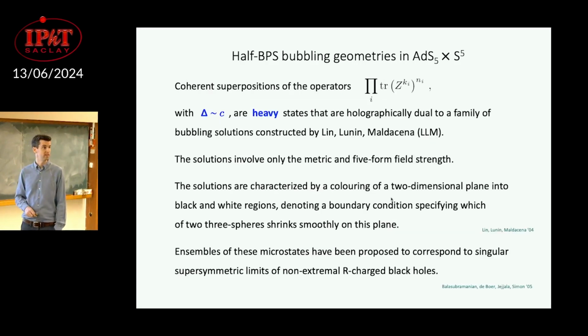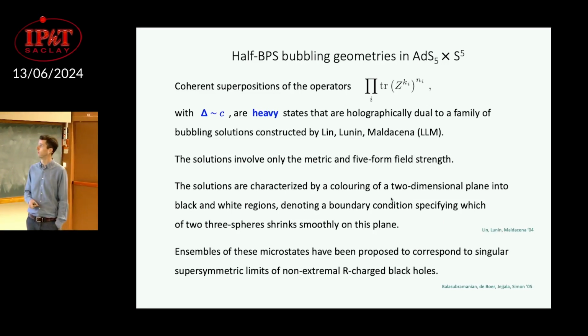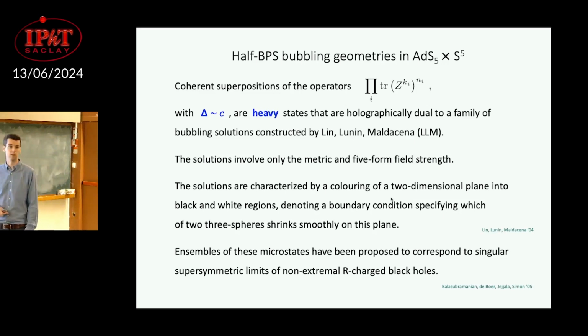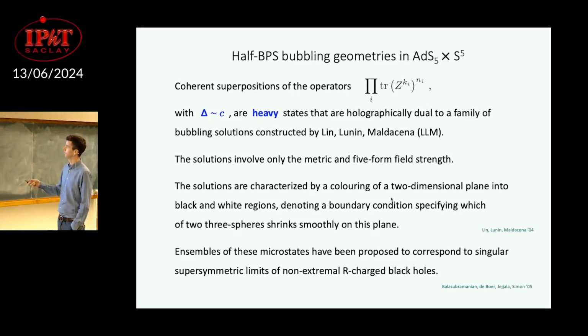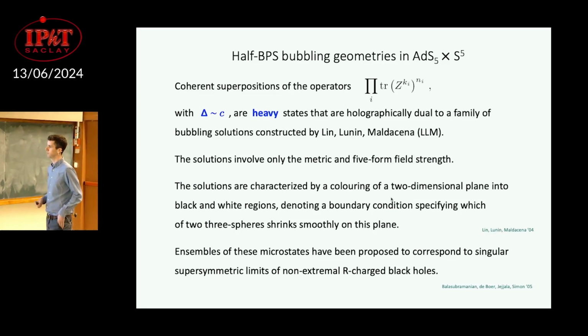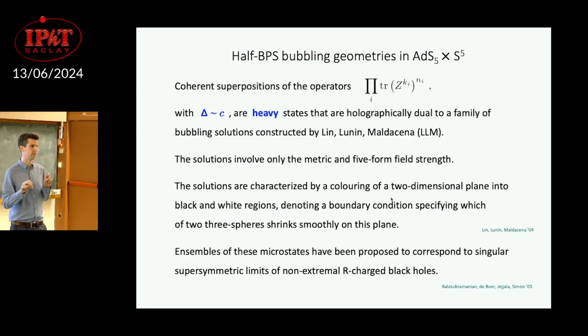And as we also heard yesterday, coherent superpositions of these heavy operators with the conformal dimension of order the central charge are heavy states that are holographically dual to a family of bubbling solutions constructed by Lin, Lunin, and Maldacena. In this family, one can also think of states which are less heavy than this, but generically, these will be heavy states. The solutions involve only the metric and 5-form field strength, and they're characterized by a coloring of a 2-dimensional plane into black and white regions, denoting a boundary condition specifying which of three spheres in the geometry is shrinking smoothly on that plane.